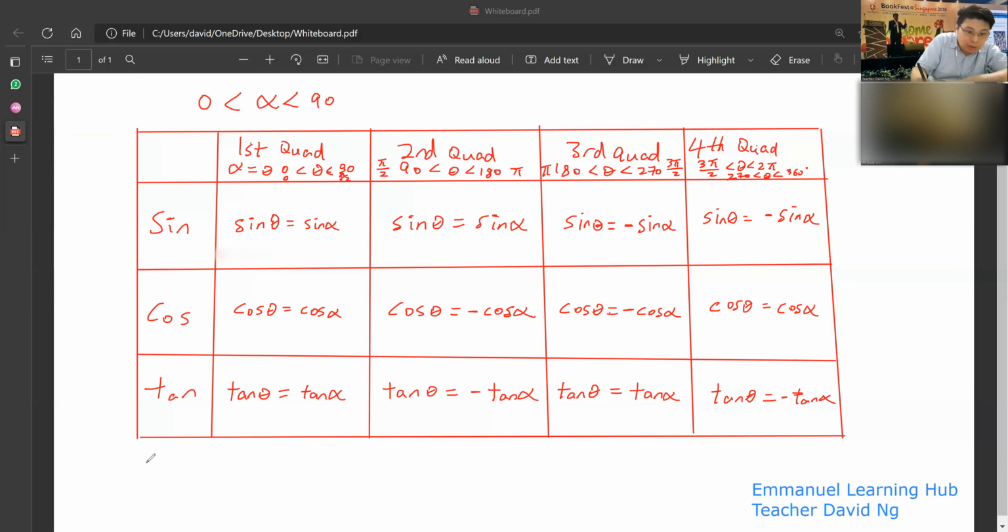Then another important thing: sine of negative theta. How to remember this? Negative theta means fourth quadrant, right? So I'm going to negative it. Cosine of negative theta, fourth quadrant, so nothing happens. That means you read this as the fourth quadrant. All these will be tested during your exam. I'll let you know. Okay? Negative angle.